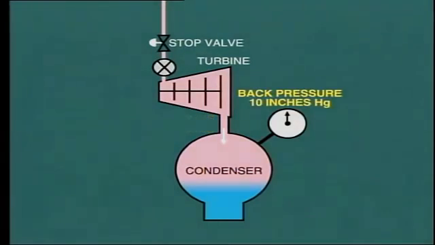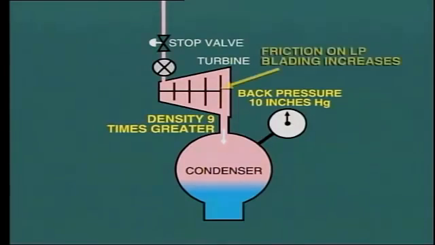With a back pressure of 10 inches, the density would be about 9 times greater than the density at 1-inch back pressure. This increase in density greatly increases the friction on the LP blading, which is still turning at 3,600 RPM. The result leads to overheating and possible damage to the low-pressure blading.